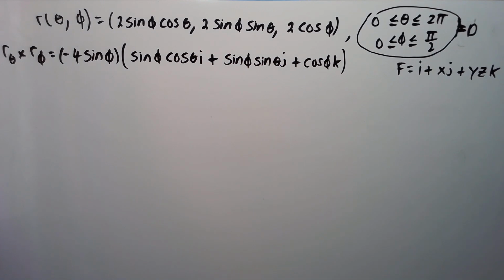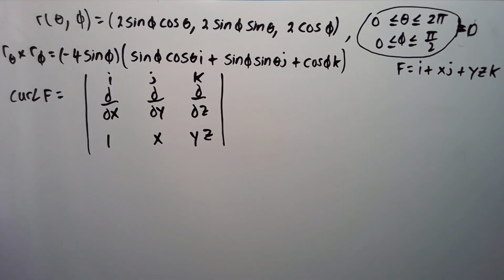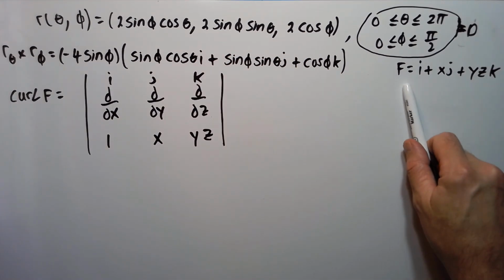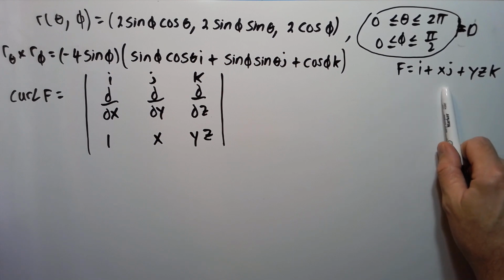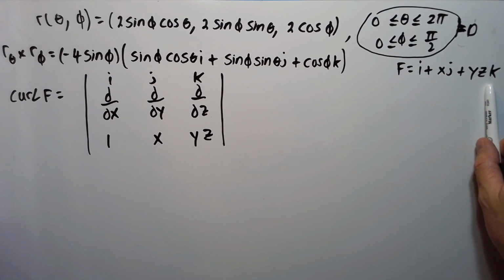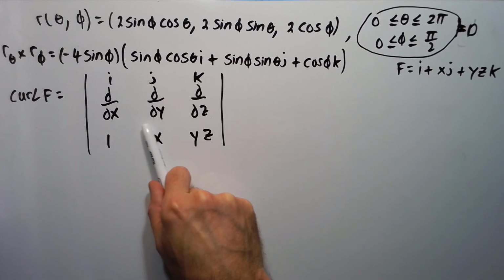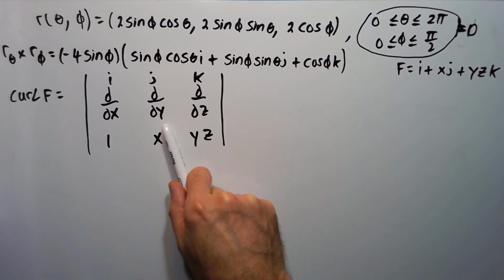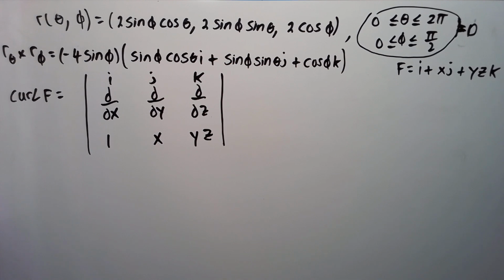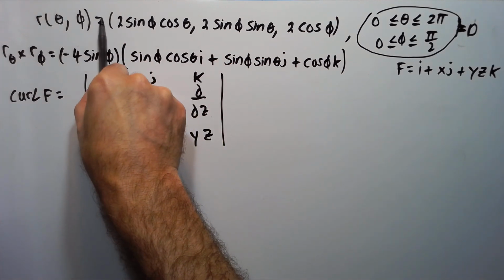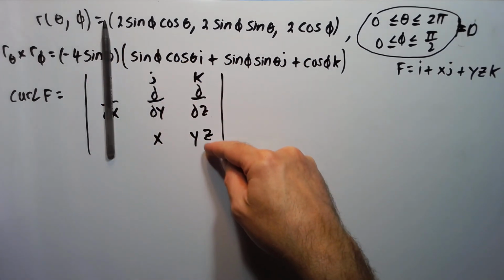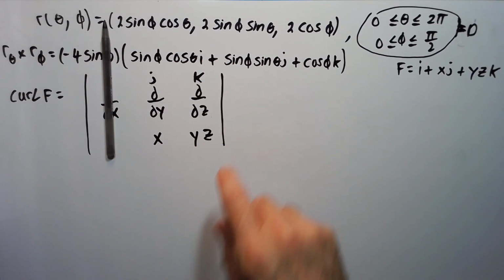So now we're going to have to compute the curl, so let's do the curl next. So here's my definition of curl. Again, my F is over here: it's 1 in front of the i, x in front of the j, yz in front of the k. So you've got 1, x, yz, and then you have your del operator up here, so partial with respect to x, y, and z. Okay, so let's start doing this. Let's do the i component first. So it'll be this acting on that, minus this acting on that.